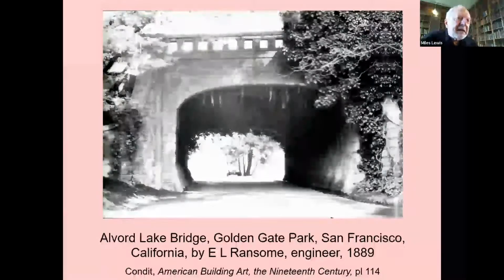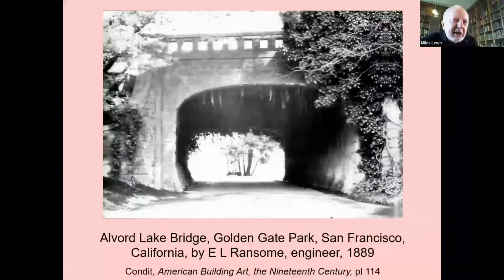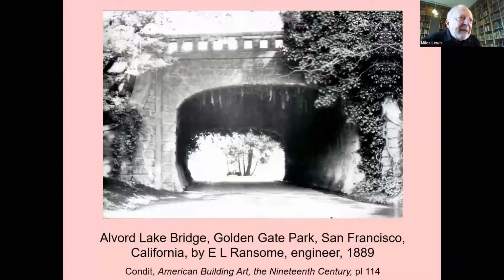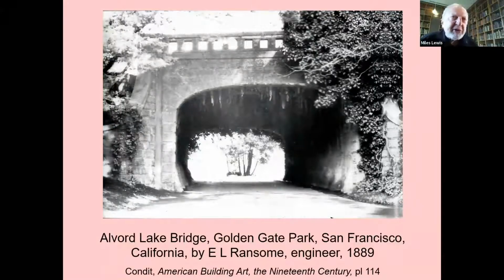Here now is E.L. Ransom, who's a prominent engineer in America, who immigrated from Britain, and he's quite important. This bridge here, the Albert Lake Bridge, has some form of reinforcement around the arch. So it's a concrete bridge, looks like stone on the face. It's a solid concrete bridge with some form of iron reinforcement in it, which we don't know exactly what it is. I'll show you a couple of bridges soon that we do know, which do the same sort of thing.